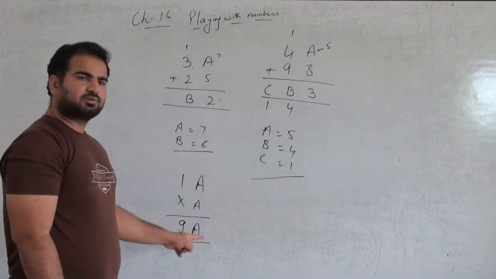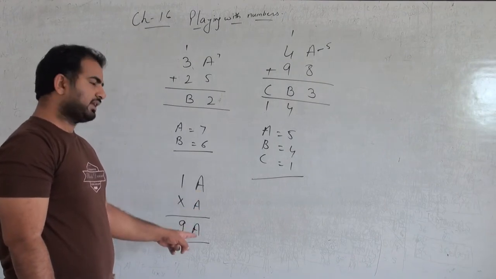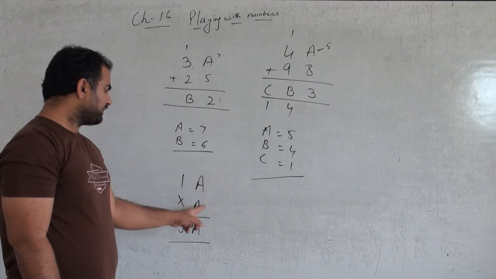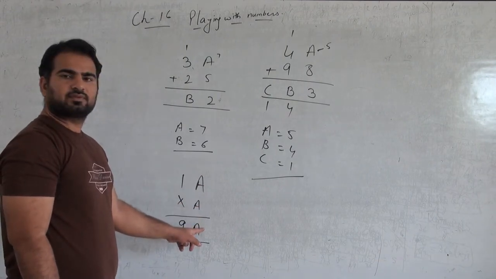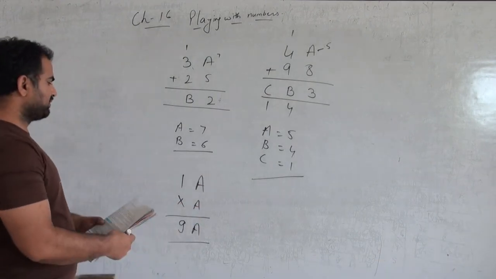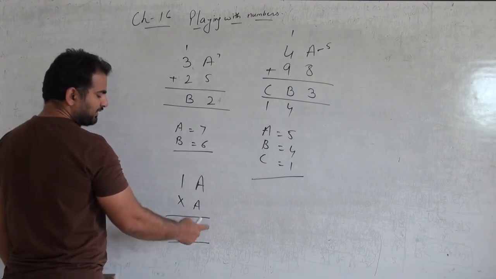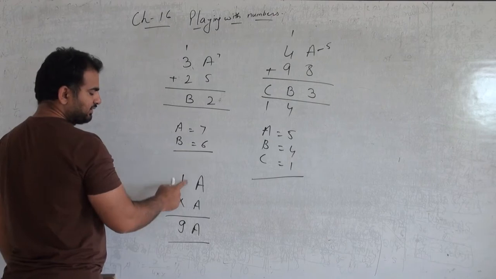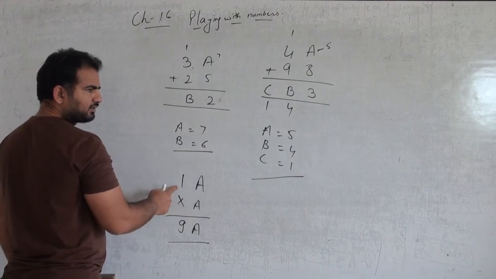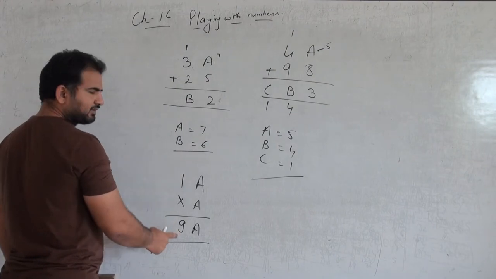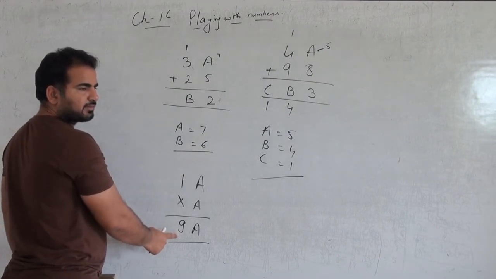2 into 2 equals 4, wrong. 3 3s are 9, 4 4s are 16. And 5 into 5 will be 25. 5 will be there and 2 will be carried. And 5 into 1 is 5, and plus 2 it will be 7. But we want 9 there.